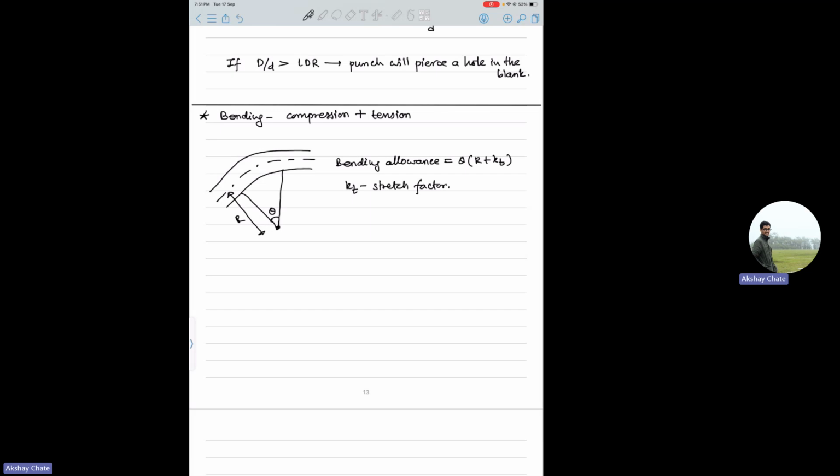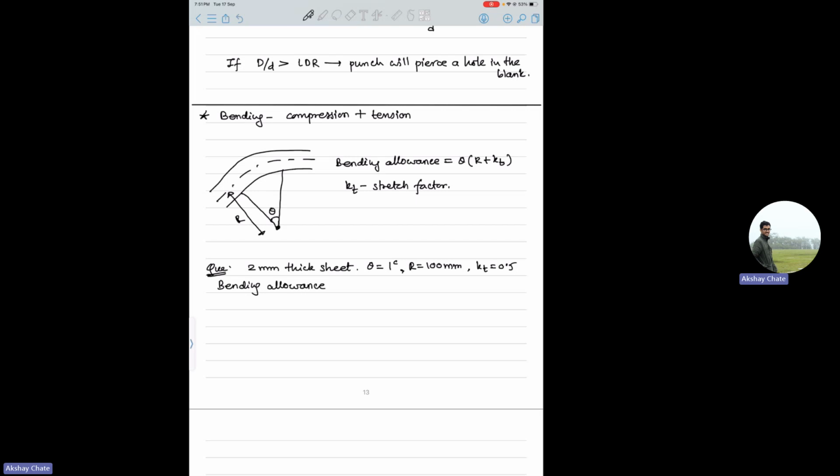Yeah, so the question is again a previous year GATE question. They have mentioned a 2 mm thick plate, or sheet. And theta is given as 1 radian, capital R is given as 100 mm, and the stretch factor is given as 0.5. What is the bending allowance?